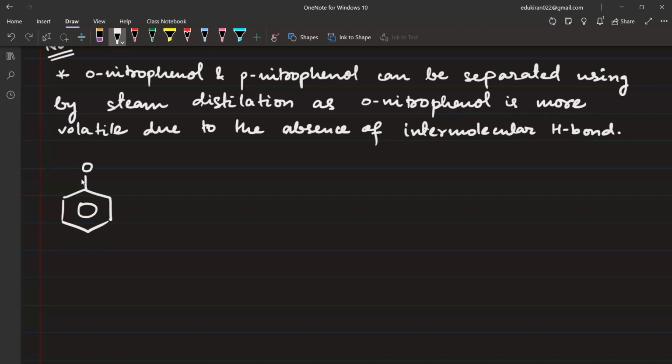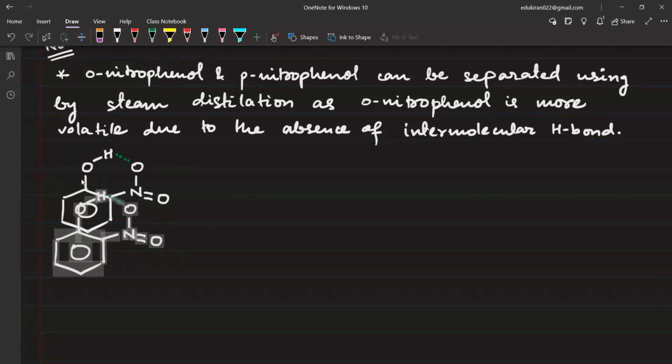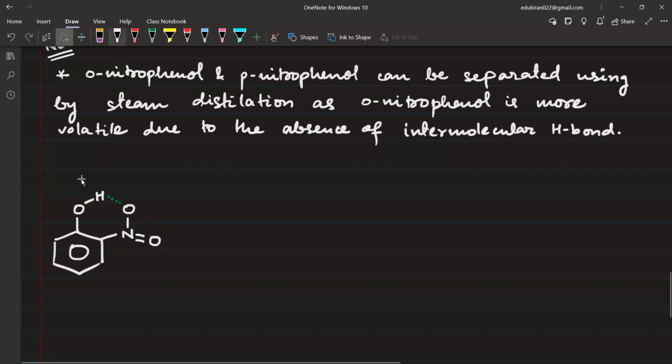Here, guys, oxygen is bonded to hydrogen. Now after that we will be having the nitro group. Nitro group is nitrogen which is bonded to oxygen and doubly bonded to another oxygen atom like this. Now obviously these two, oxygen and hydrogen, are going to have a hydrogen bond. This is a hydrogen bond between oxygen and hydrogen within one molecule. This is known as intramolecular hydrogen bond.